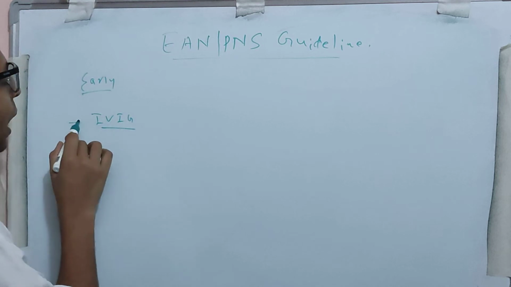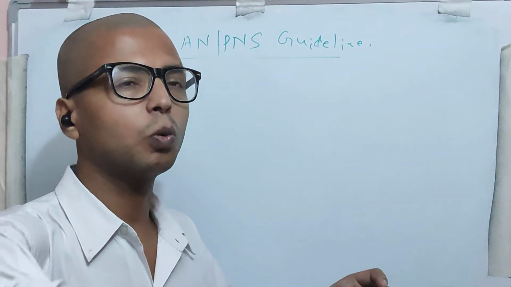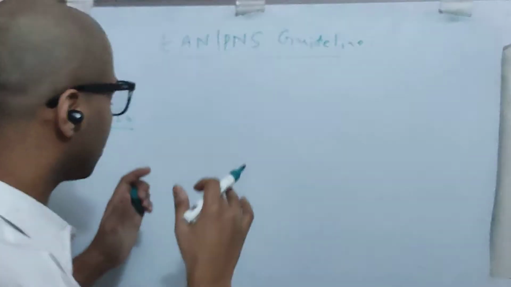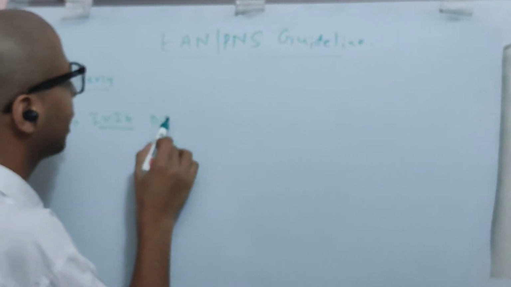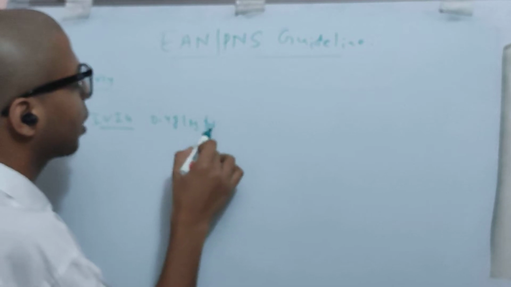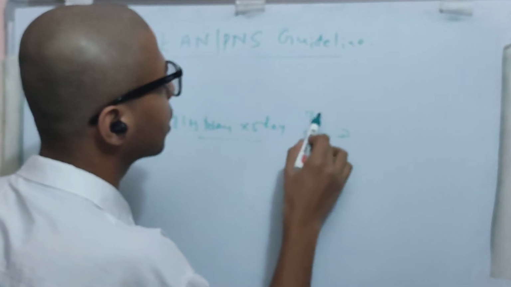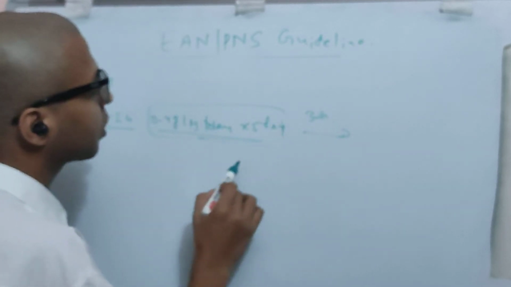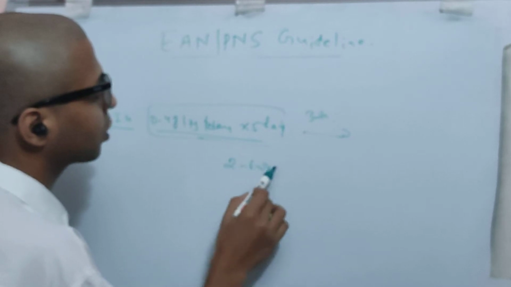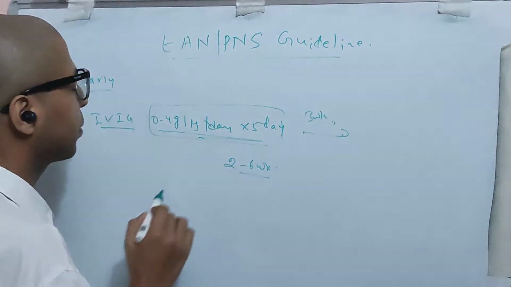So when do you give IVIG? If you desire an early response, if you see the course is rapidly progressive and you have to control the symptoms early, then for rapid response treatment you can use IVIG, 0.4 gram per kg per day for 5 days. And you have to repeat this after 3 weeks, because IVIG only controls symptoms for 2 to 6 weeks. Again, there can be relapse, so you have to repeat after 3 weeks.